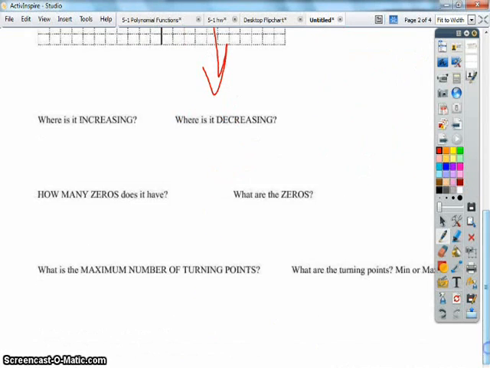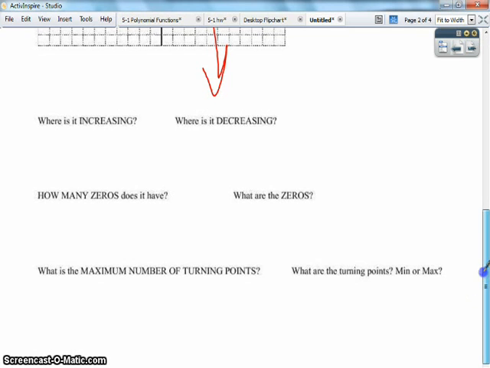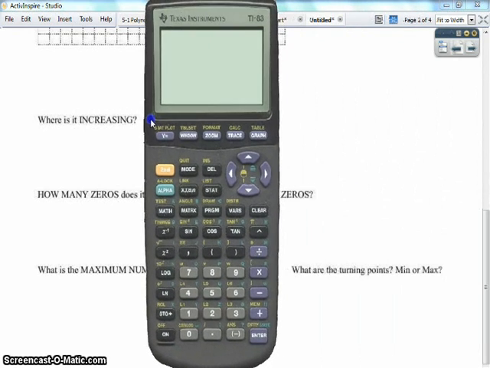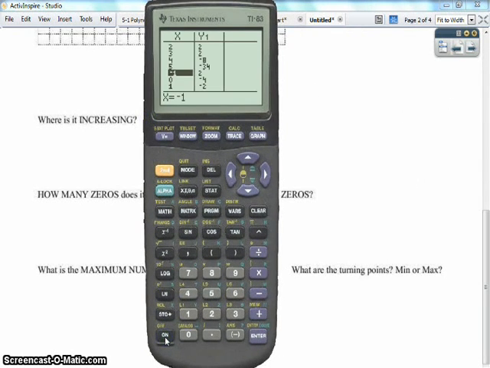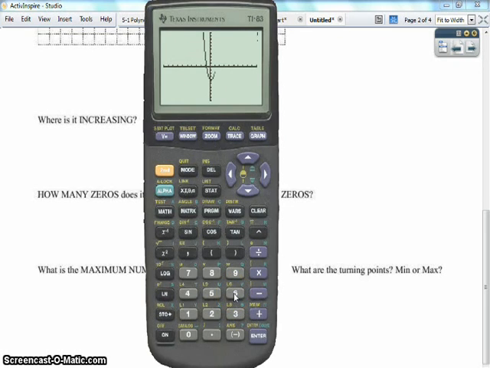Scroll down to the bottom of the page. And we're actually going to answer the last question first. Why not, okay? What are the turning points? You need a calculator. So we're going to grab our calculator again. And everybody hit Zoom 6. It's actually pretty good.